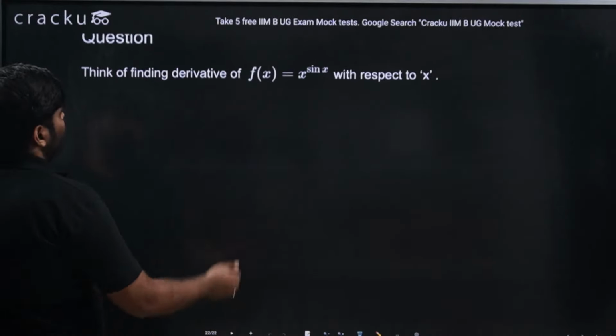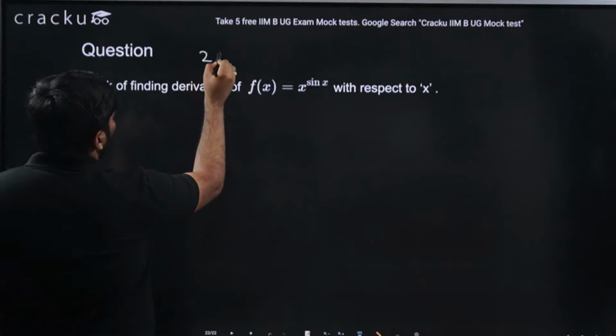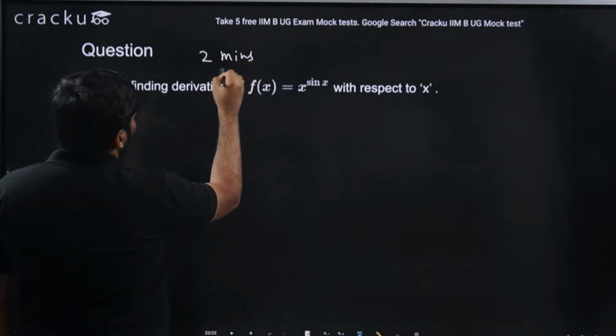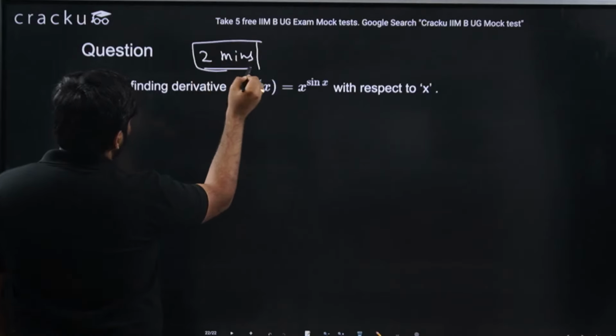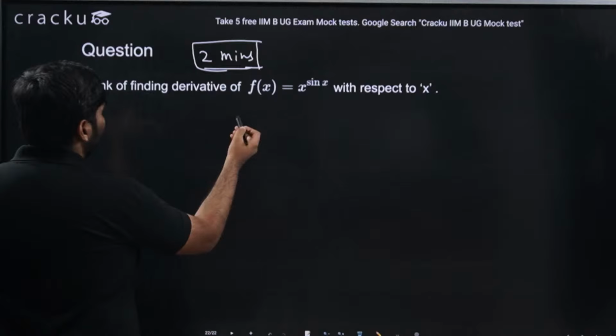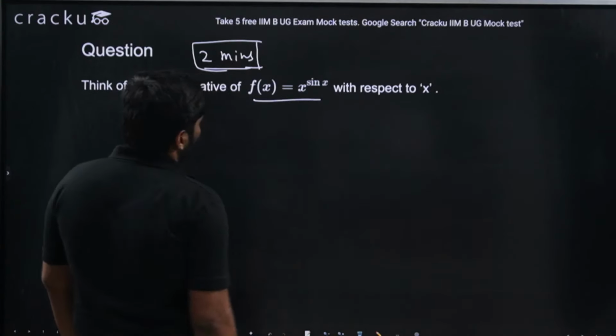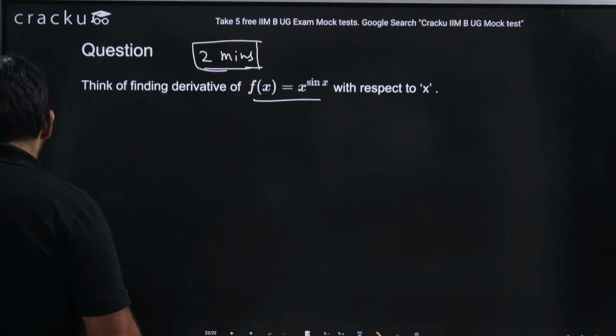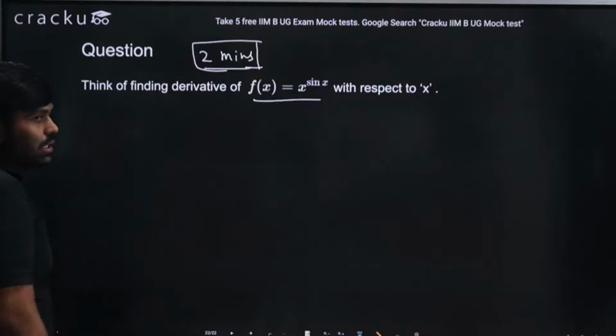Now this is a good question indeed. Think about this. I will give 2 minutes. This is the last topic which we discussed for today. Think about how to do this. Think of finding the derivative of f of x is equal to x power sine x with respect to x. How to go ahead with this? It may not be possible, it may be possible that you're unable to do it, or few people might do it well, but still think of it. We will discuss.